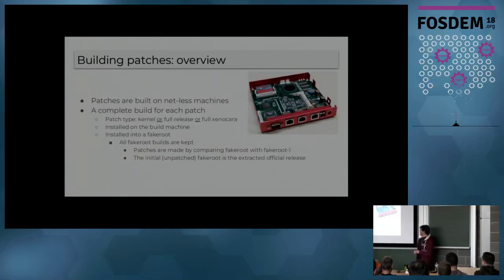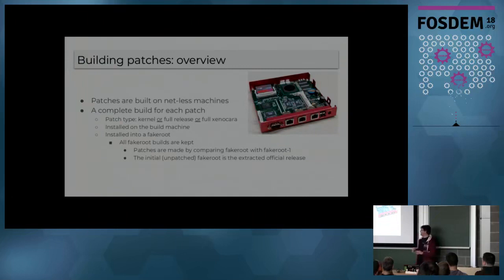So that's actually on AMD64 and i386. Those are actually the build machines for syspatch. So they're quite small. They are built on machines that don't have any access to the internet. And for each patch, we do a complete rebuild of the release. I will go into that a bit later.